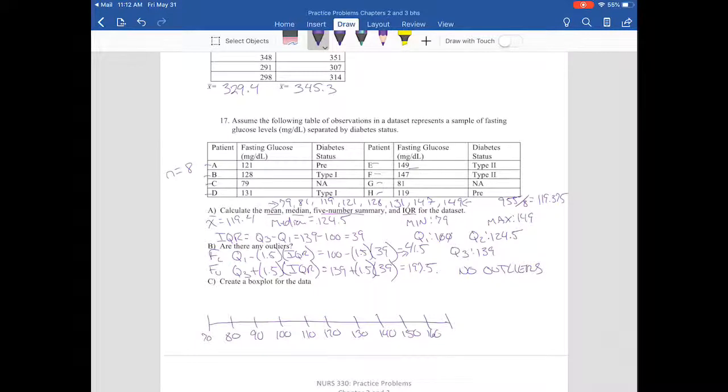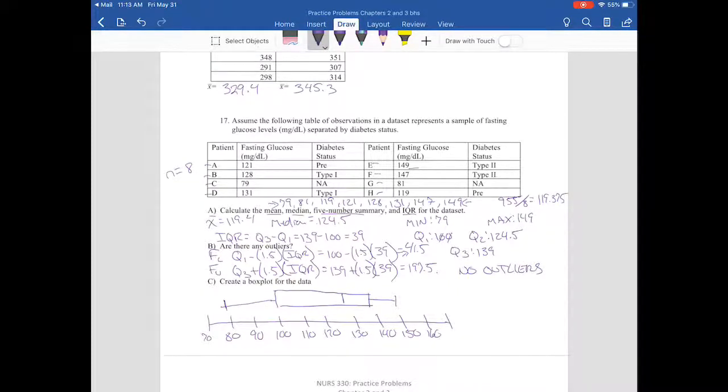And then we just want to plot where our 5-point summary is. So our lowest value is 79, so it's going to be right below the 80. Our next value is going to be at 100. Our median value is 124, so it's going to be about right here. Our Q3 is 139, so right below 140. And our max value is right below 150, so somewhere right about there. We want to box this off because that is our box. These are our whiskers going out, and it's going to look something like that.